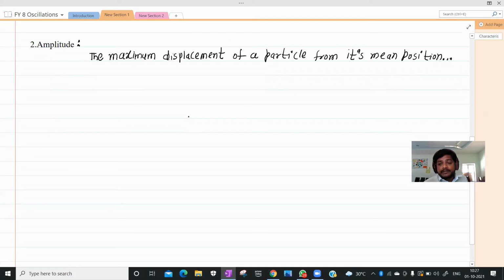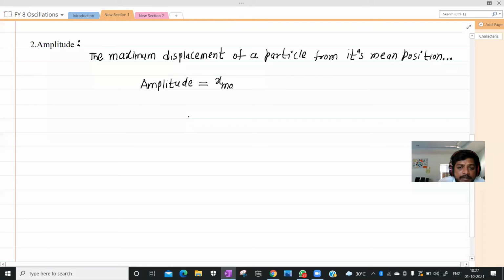Always in amplitude, we are measuring the displacement from where? From the mean position only. The amplitude of the particle is given by the maximum displacement, X maximum, which is nothing but capital A. So that is what amplitude is.